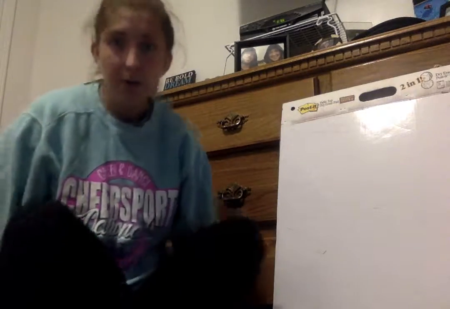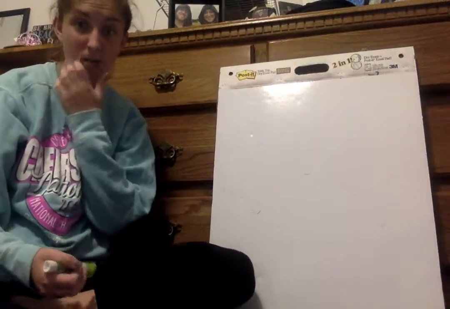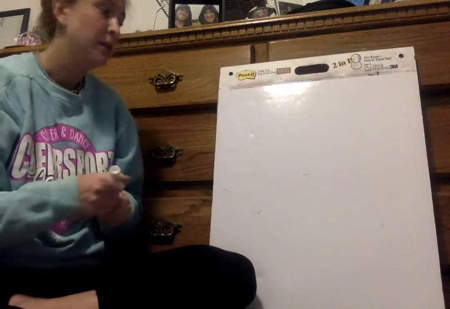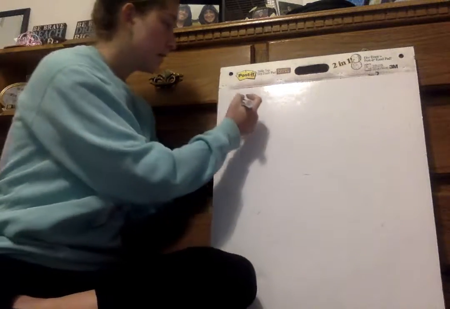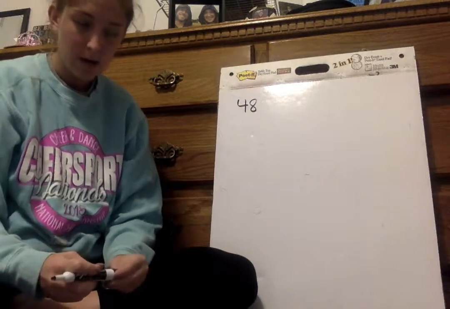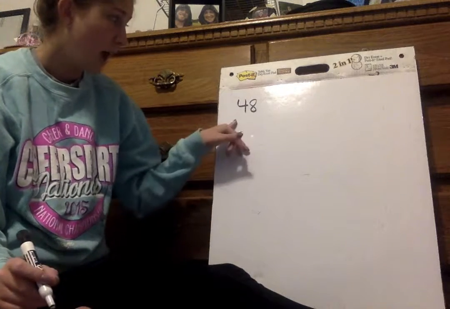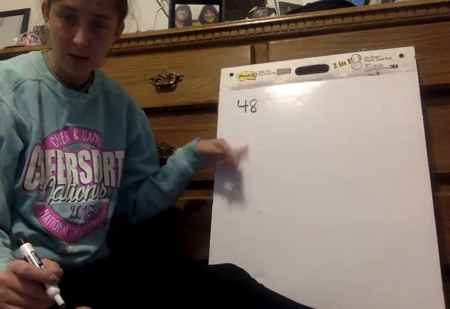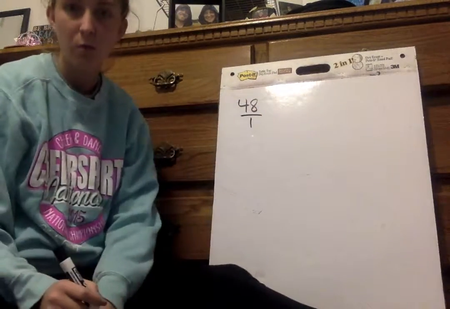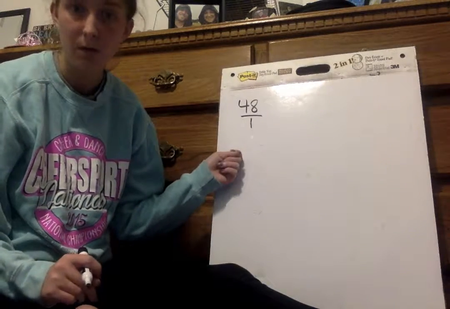As you can remember, when we talked about multiplying a whole number by a fraction, the first thing that we talked about was how to make a whole number into a fraction. So if I were to have a number like 48, what would I need to do in order to make that number into a fraction? I wouldn't do 48 over 48 because that's just going to give me 1. Instead, I have to put 48 over 1. So that's the appropriate way to make a whole number into a fraction, is just by putting it over 1.